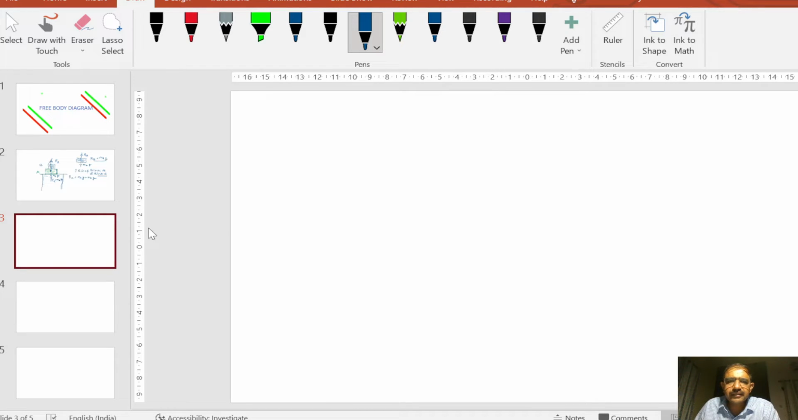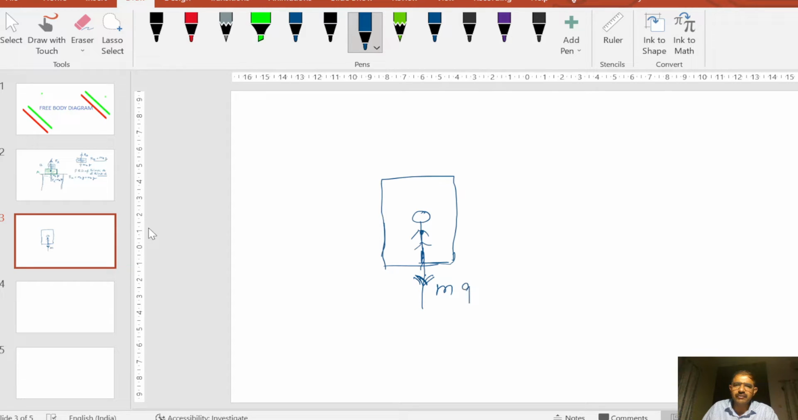So simply we can take, suppose a person is standing inside a lift. Now if you want to draw the free body diagram of this person, then what are the forces? One force is that the earth is pulling this man towards its center, the weight of the man. If I say the mass of the man is m, then that will be mg, and the floor of this lift is providing a normal reaction, that is R.